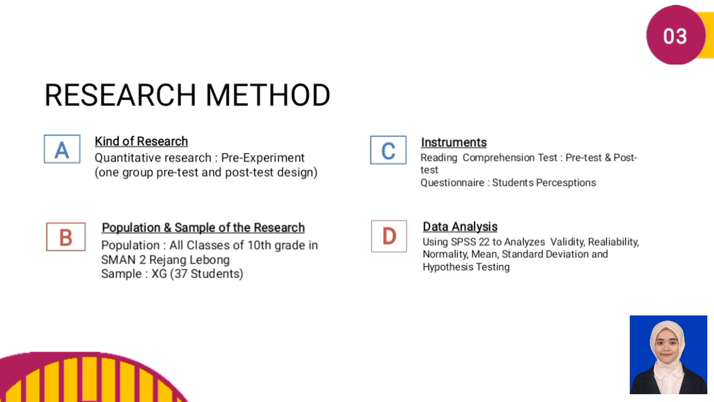Third one, that is instruments. In this research, the researcher uses reading comprehension tests, pretest and post-test, to answer questions number 1 and 2. And also the researcher uses a questionnaire survey. It aims to answer the third question, to know the students' perceptions towards the use of the flipped classroom strategy mediated by learning management system on students' reading comprehension.